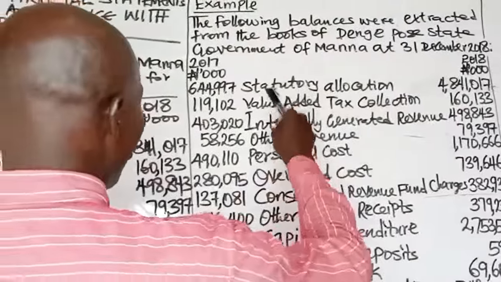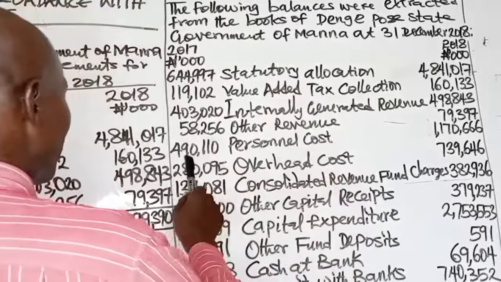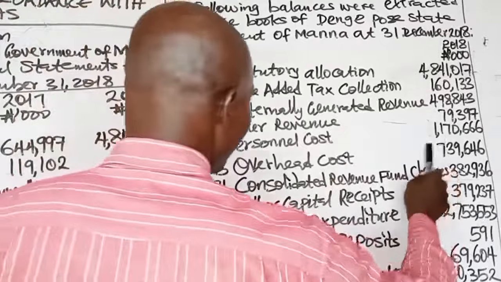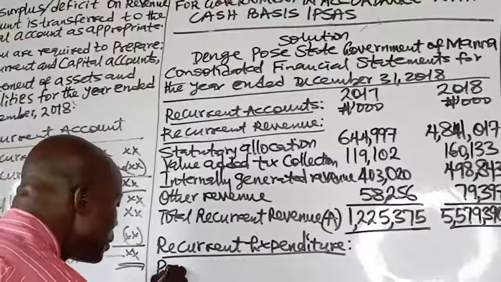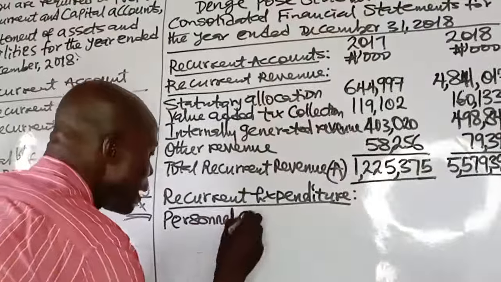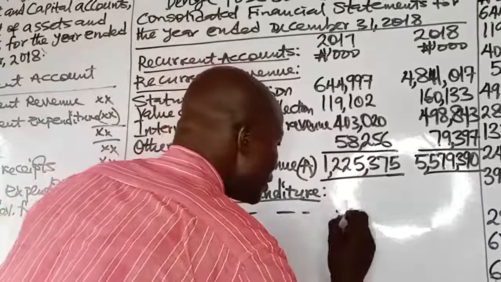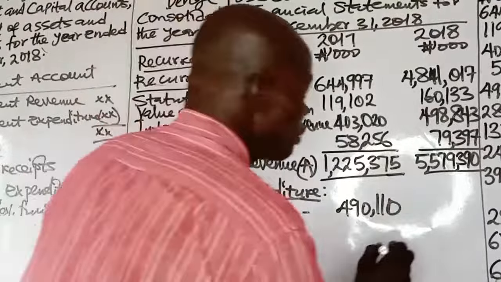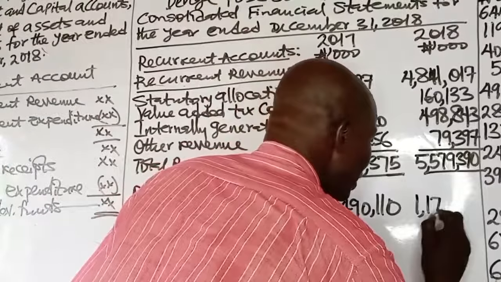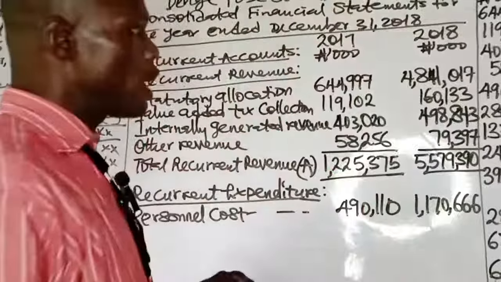So after the revenue, then we have personnel cost. It's a recurrent expenditure. 2017, 490,110. 2018, 1,170,666. Now we have personnel cost. 2017, 490,110. 2018, 1,170,666.